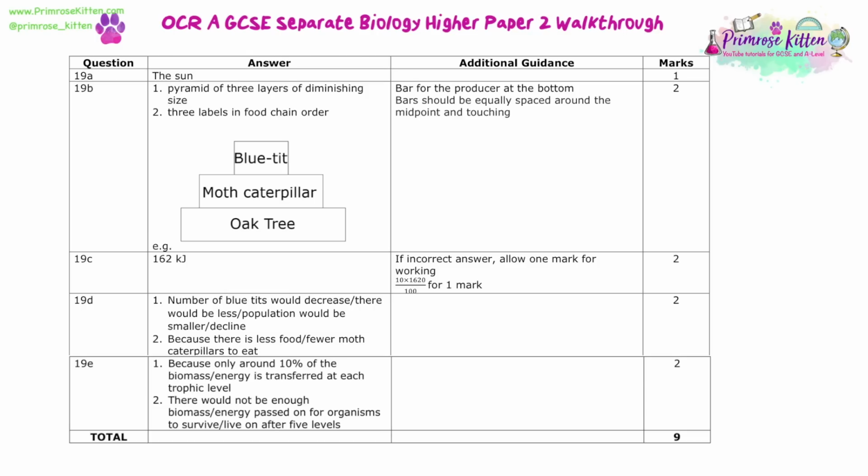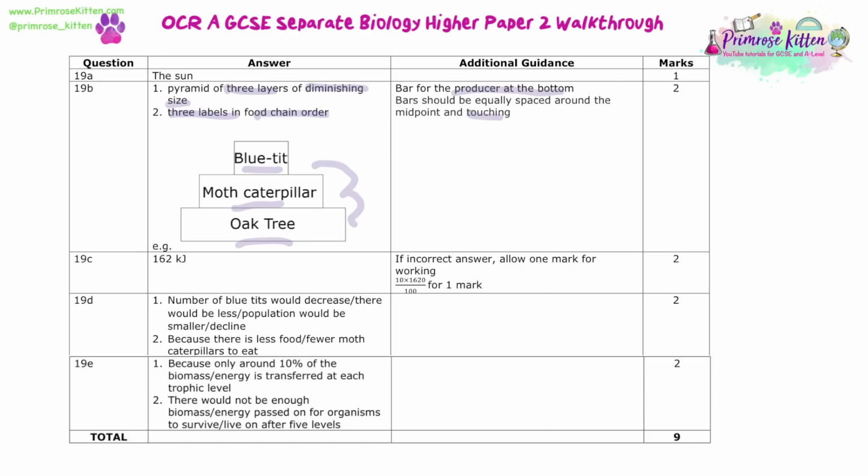Then we've got our pyramid. You need 3 layers that go down in size, so they get smaller each time. You need the 3 labels then for the second mark in the correct food chain order. So we need it to have the oak tree at the bottom, then the moth caterpillar, then the blue tit. It needs to look like this and have these labels in this order to get 2 marks. You have to have the producer at the bottom. The bars should be equally spaced, so sort of around the middle, and then they should be touching. Please make sure that you've not got gaps between your bars and your pyramid, because then you could lose the mark for mark 1.